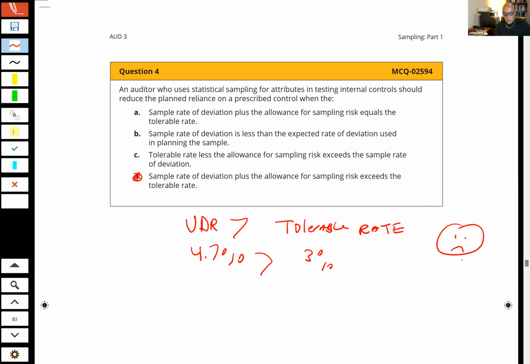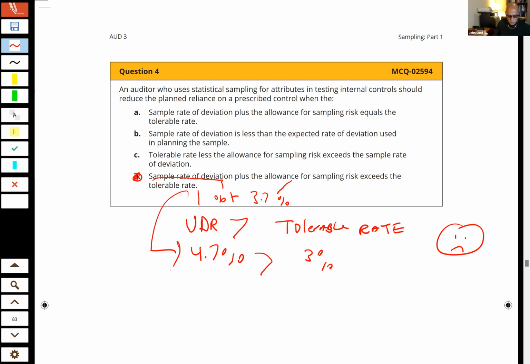Now, unfortunately, they don't give us the comparison of the upper deviation rate to the tolerable rate. They tell us the sample rate of deviation, say maybe 1%, plus the allowance for sampling risk, say 3.7%, right? Does this sound familiar? This is just like we had in our little example, 1 plus 3.7 gives you an upper deviation rate that exceeds the tolerable rate. You can't rely on the control, right?